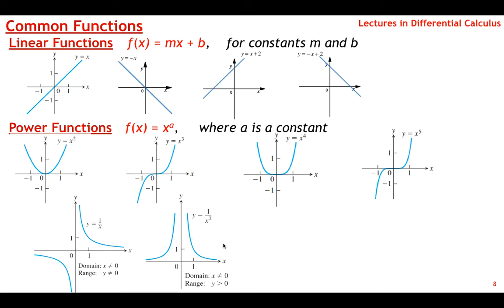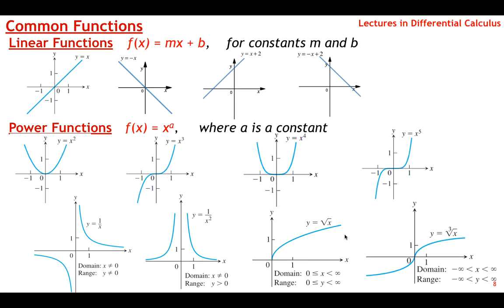The third possibility is that the a values are fractions, like 1 by 2, 1 by 3, 2 by 3, and so on. So say if a is 1 by 2, that means it will be a root x curve, so that will be this curve y is equal to root x. Or a is say 1 by 3, then this is the third root of x, so this curve.